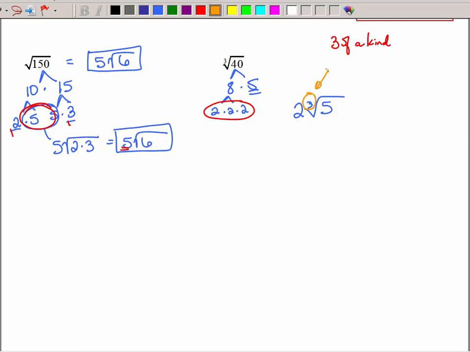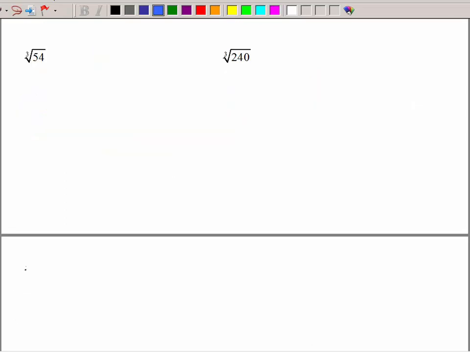If you leave that out, then your answer is 2 times the square root of 5. And that's wrong. So that little bitty number right there, if you leave it out, that is going to cost you some points. You see we have 2 more cube roots, and again we're looking for 3 of a kind because those would be perfect cubes.